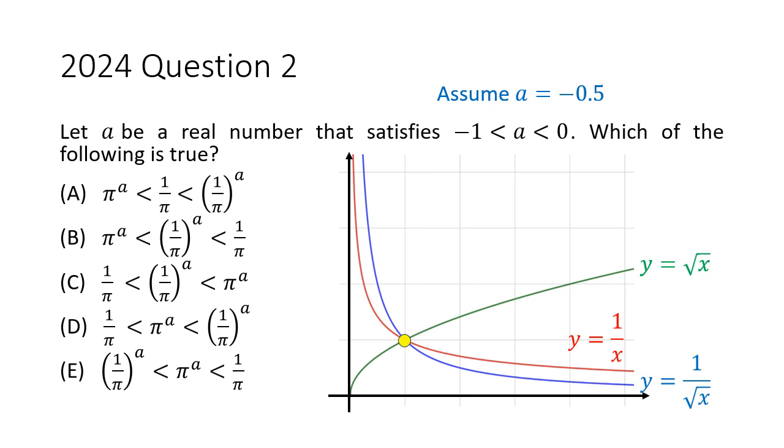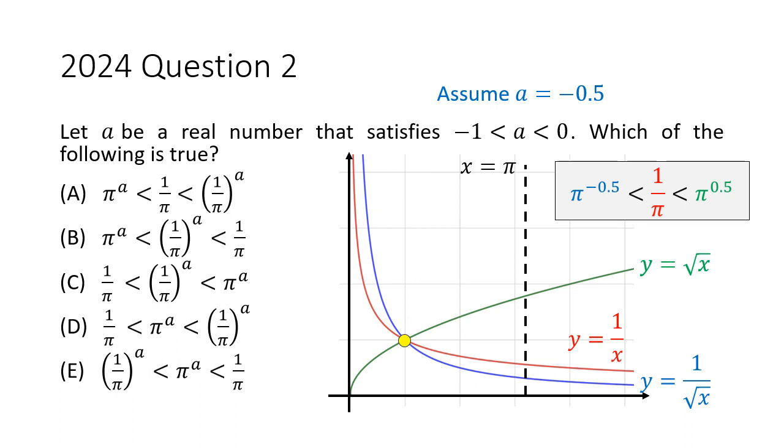You can see that when x is equal to pi, the green graph is above the red graph, which is above the blue graph. If we substitute x equals pi into these 3 curves, we get the order of ascendancy: pi to the power of negative 0.5 is smaller than 1 over pi, which is smaller than pi to the power of 0.5. This tells us that option A must be the correct one.